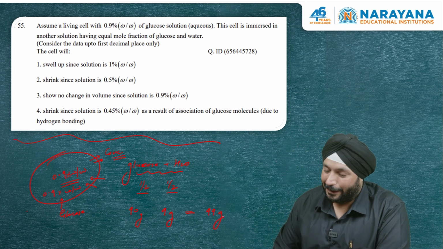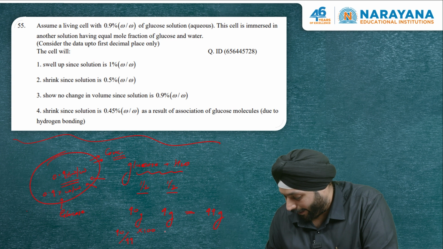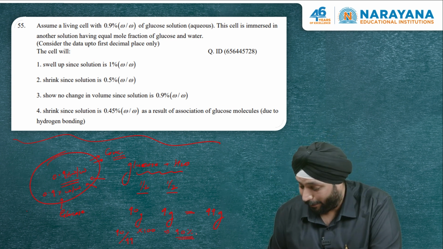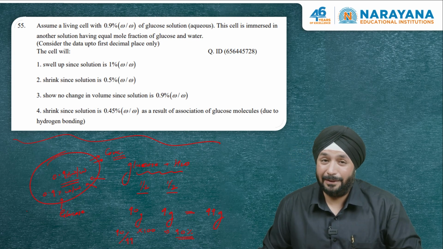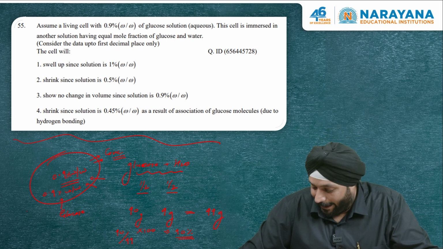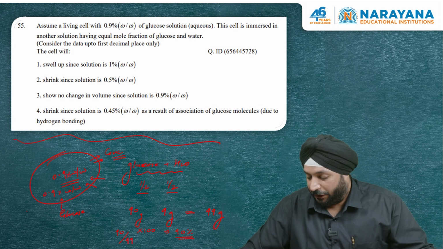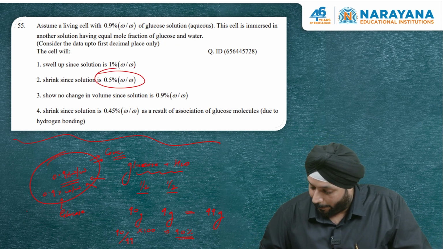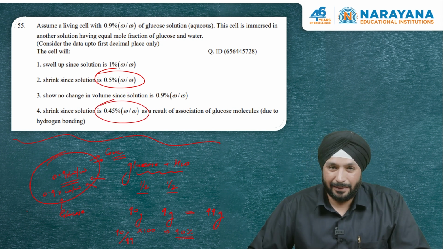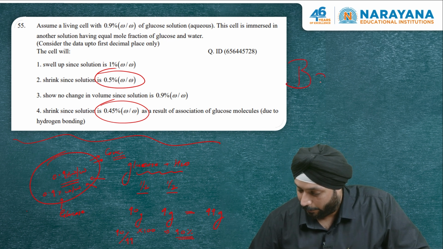So what is the weight by weight percentage of glucose? Mass of glucose divided by mass of solution, times 100. So nearly 90% glucose is there. That means the concentration of glucose outside by weight is 90% and inside is 0.9%. So obviously the outside concentration of glucose is very large, and the water should flow from inside to outside. So yes, the cells should shrink, but the data of 0.45% weight by weight is not correct because the outside concentration is very large. So this question will be given as a bonus to all the students.